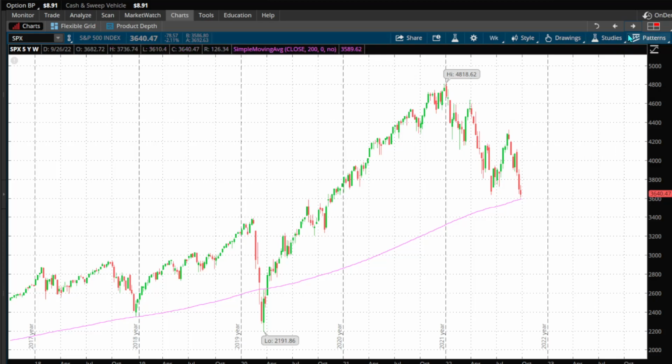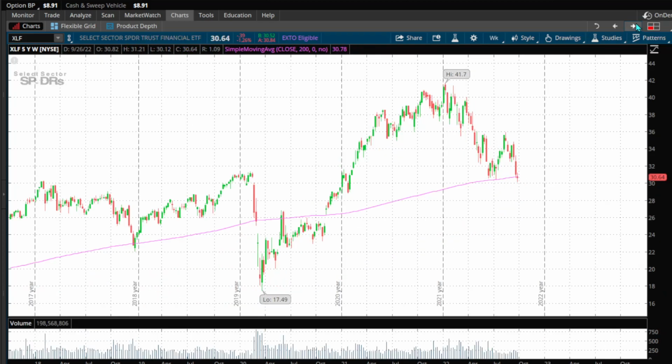Then now I'm going to look at XLF, the financial sector. The 200 weekly is right at 30.78. We closed at 30.64. So ideally by the end of the week, we want to be closing above 30.78. Otherwise, we could see a crackdown in the financials.